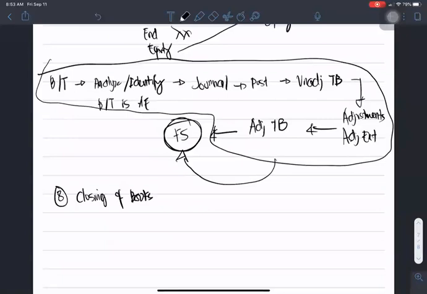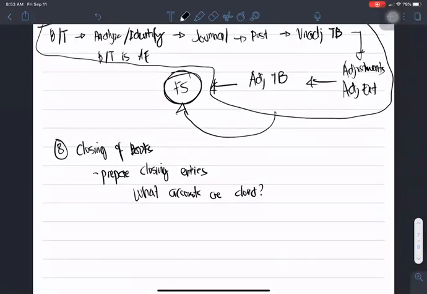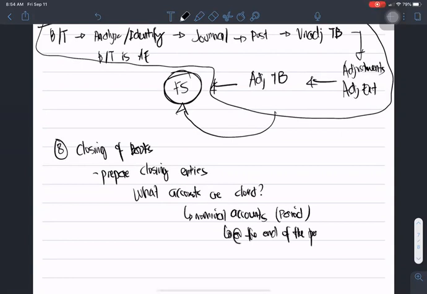Under closing of books, we prepare closing entries. The question is, what accounts are closed? The accounts that are closed are your nominal accounts. Why? As we said before, a real account is permanent and cumulative, while a nominal account is an account that is only for a particular period of time. So at the end of the period, it must be removed.